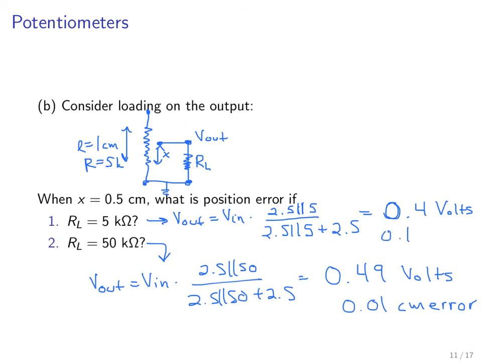Right here we again said it was 0.1 centimeters of error. So clearly, as we increase the loading impedance of the output circuit, as we increase the input impedance of the circuit that we connect Vout to, we are going to get more accurate measurements. This is something you have to keep in mind when you're connecting potentiometers to subsequent circuitry.